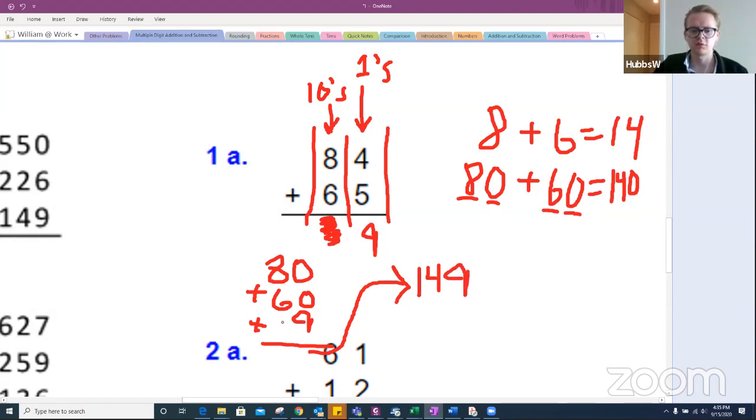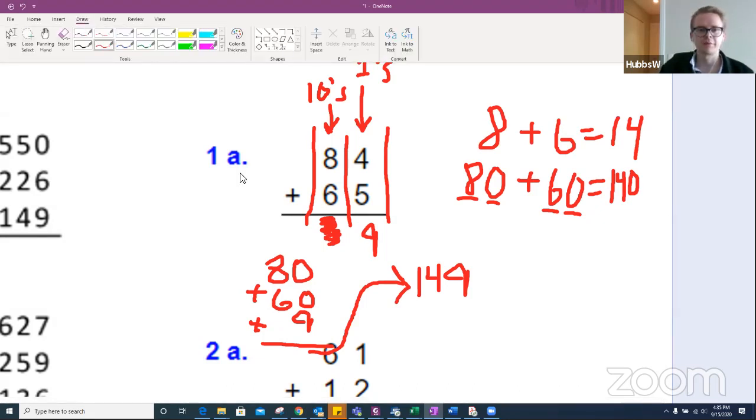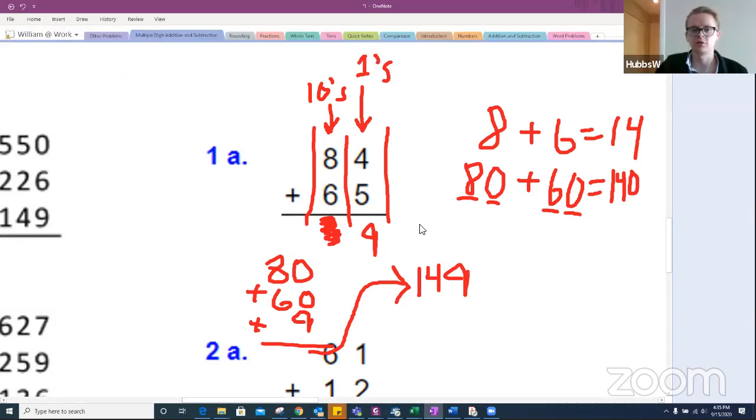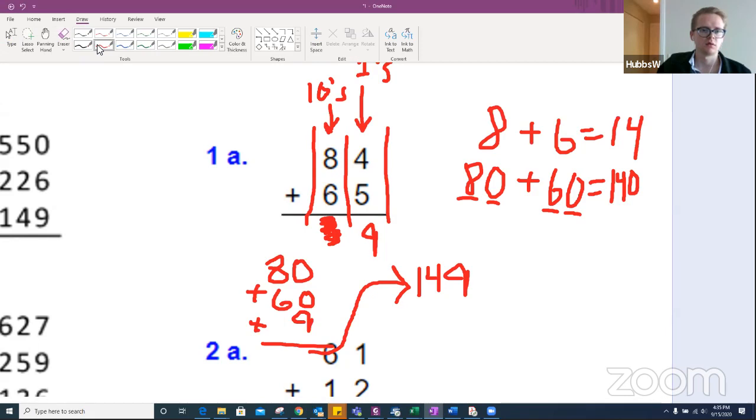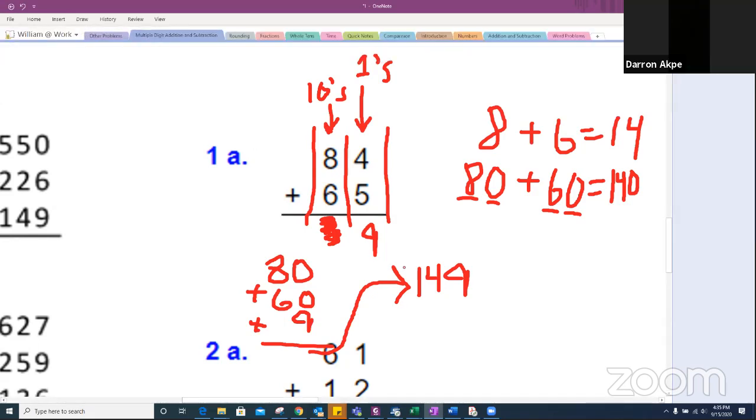Now, does that make sense to everyone, or not quite? It seems like we're a little hung up. The answer is 149. Does that make sense how I got there? Because we did the 4 plus 9, and then all we had left was to do 80 plus 60. 80 plus 60 is very similar to 8 plus 6. All we have to do is keep this 0, and we know it's 140, and then we just add back in the 9.